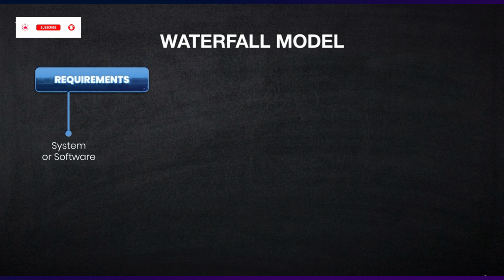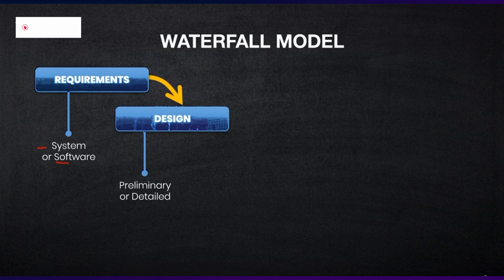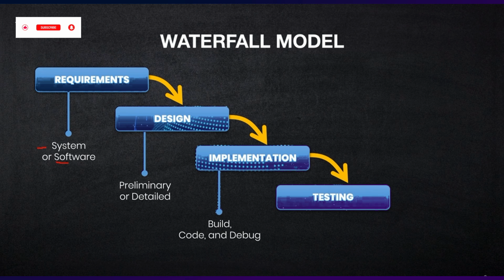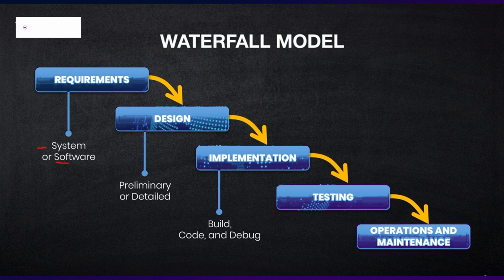First, you need to develop requirements, and this could be either system or software requirements, depending on what you are building. The next step would be designing. This could be preliminary design, and it can also be detailed design. Then we would move into implementation, where we build code and then debug, and at that point we would test, and then you have operation and maintenance.